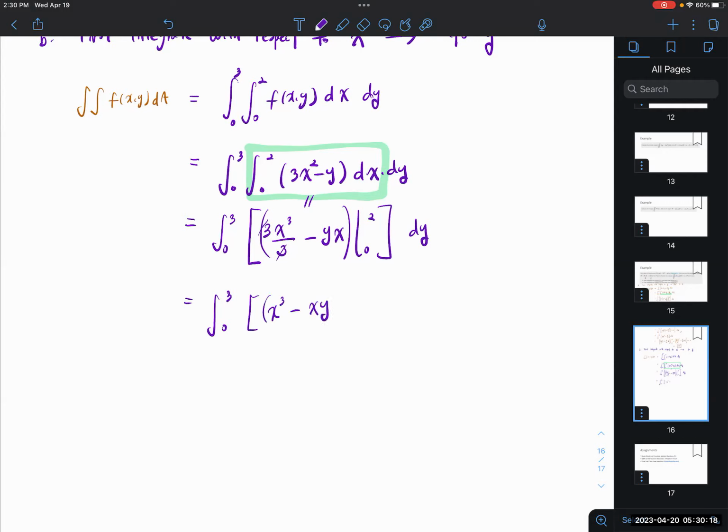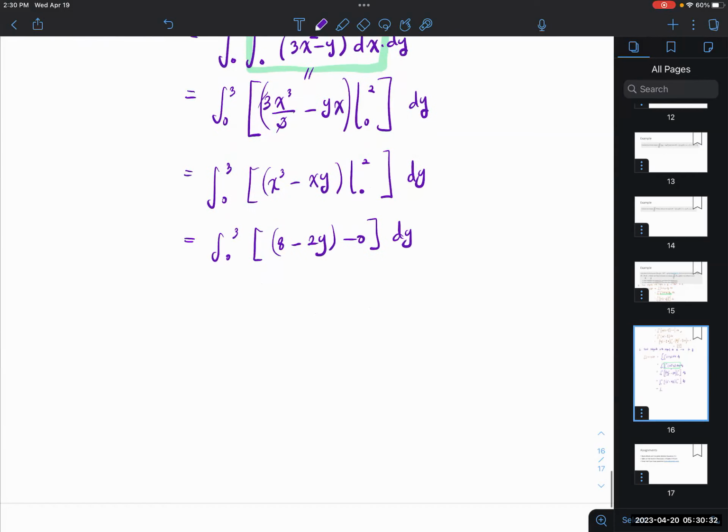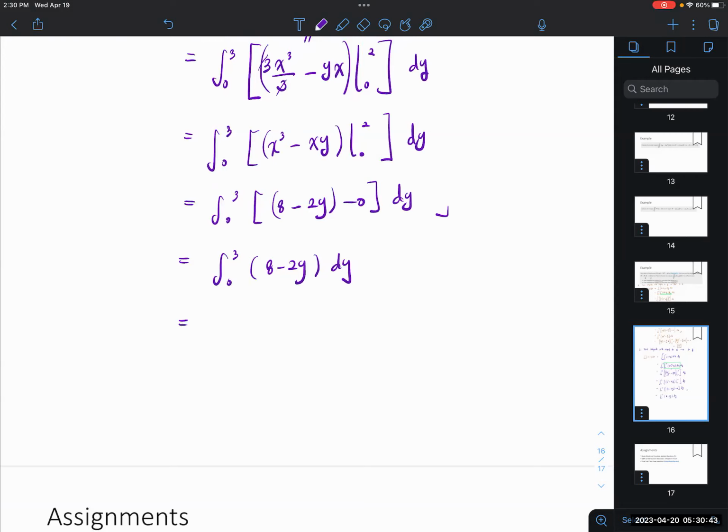From 0 to 2. Okay, plugging in 2 for x. So you have 8 minus 2y. Well, 0 is 0. So we got that answer. And then we have 8 minus 2y dy. Now take the integral with respect to y. So that's going to be 8y minus what?